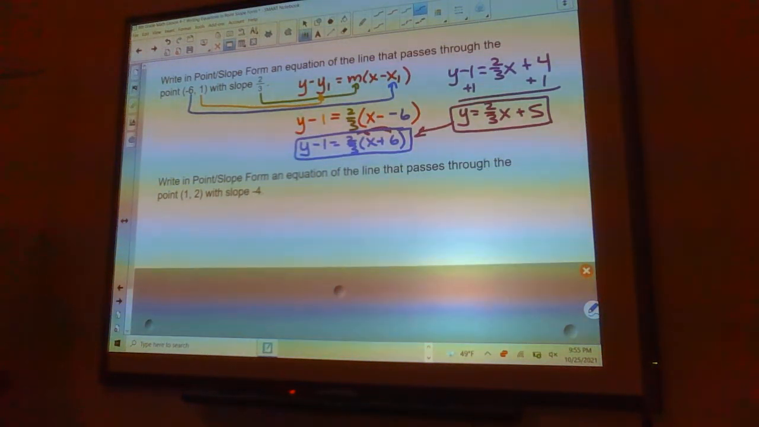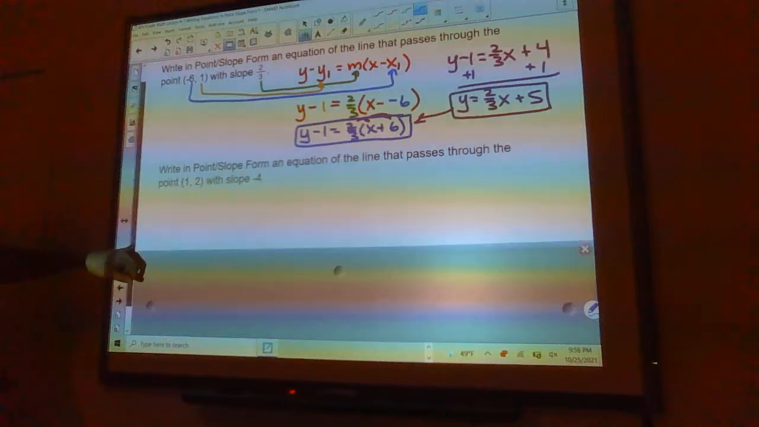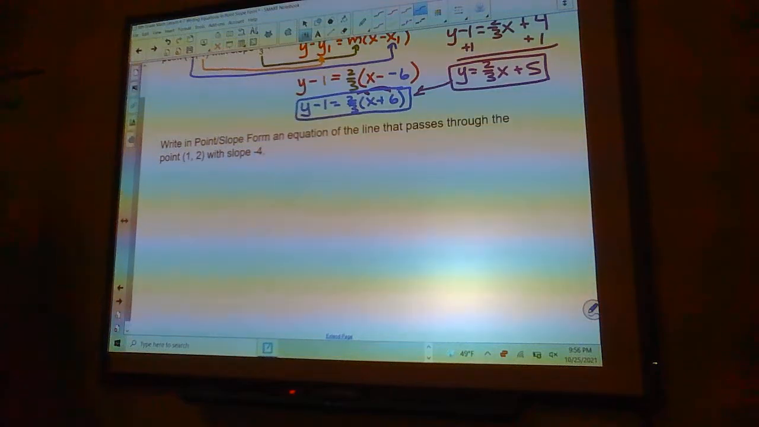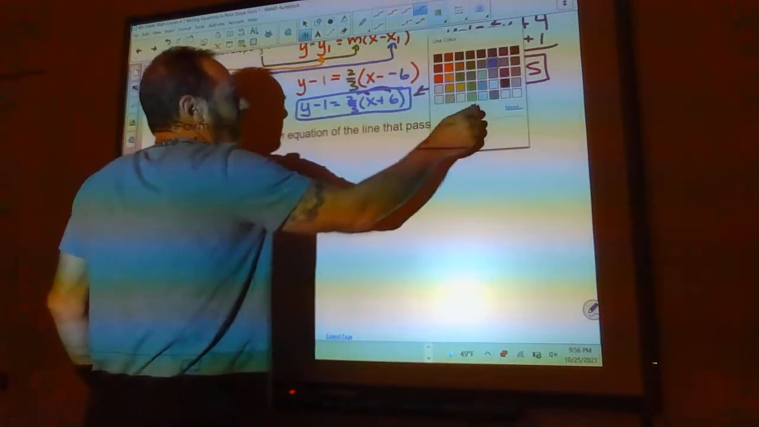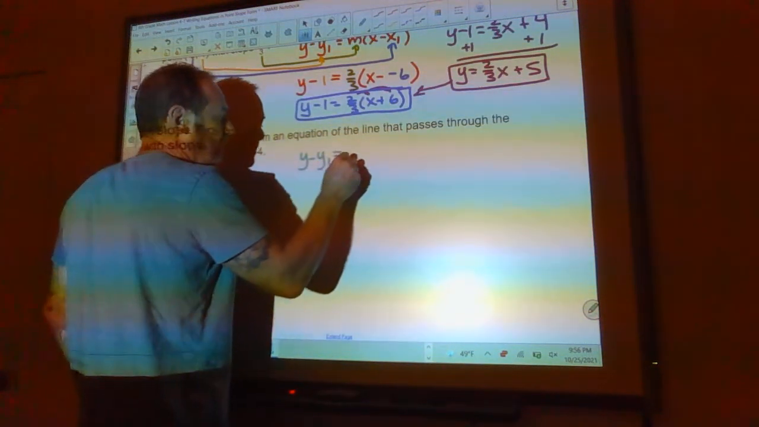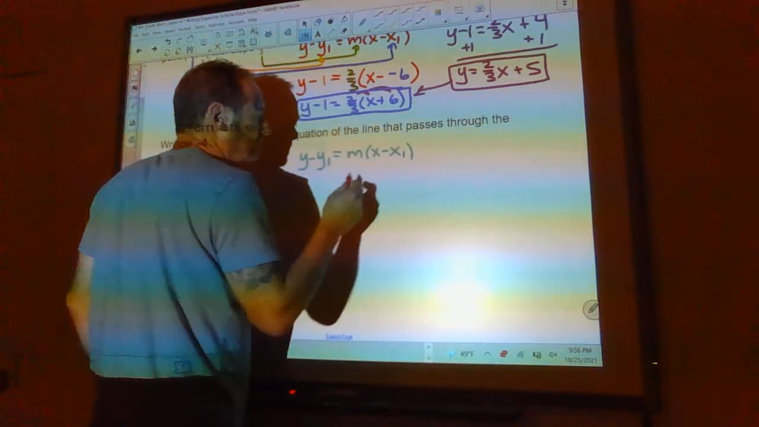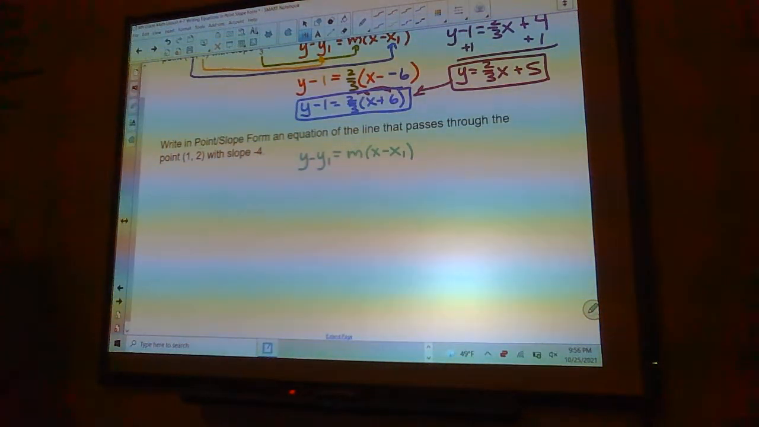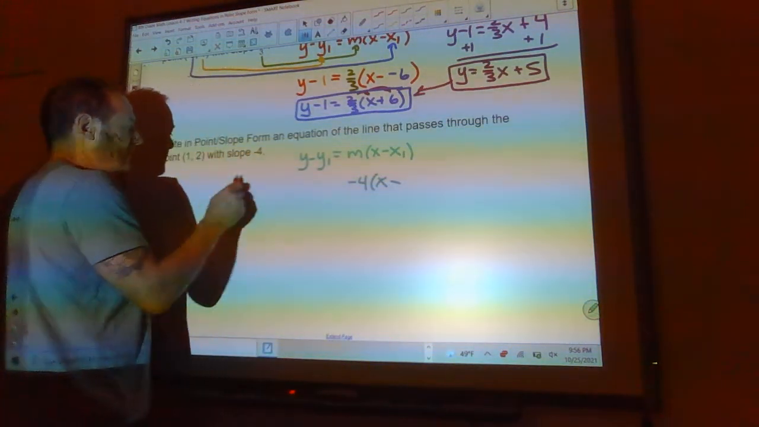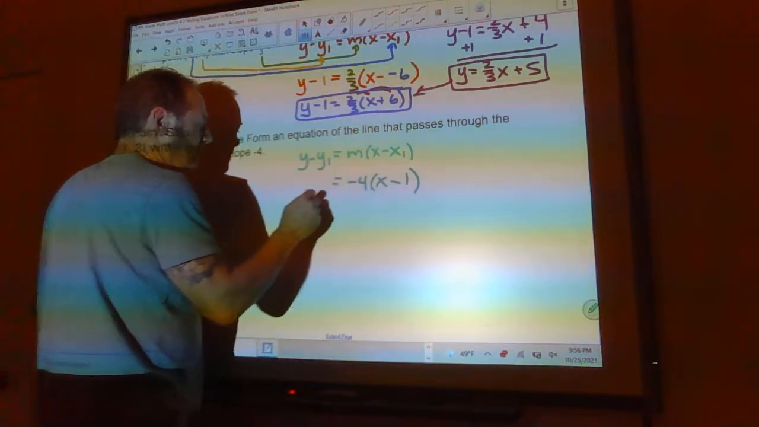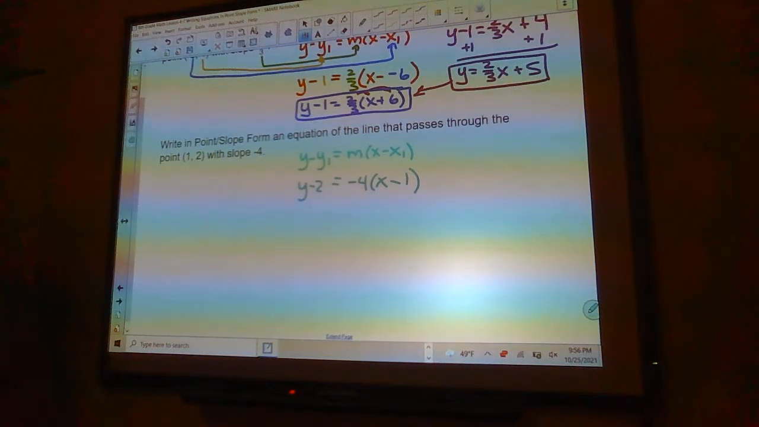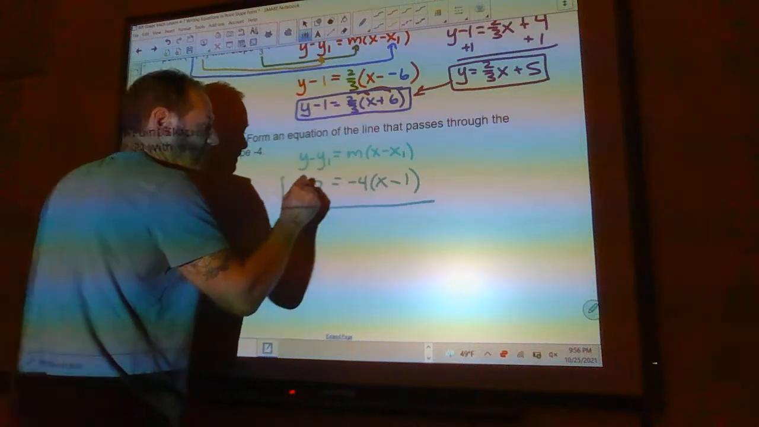Okay, so write in point-slope form an equation of the line that passes through the point 1, 2 with a slope of -4. So let's write down our point-slope form. Y minus y1 equals m times x minus x1. Okay, there's my m, -4, x minus 1, and then this is going to be y minus 2. And I'm done. If they want it in point-slope form, you are done right there.